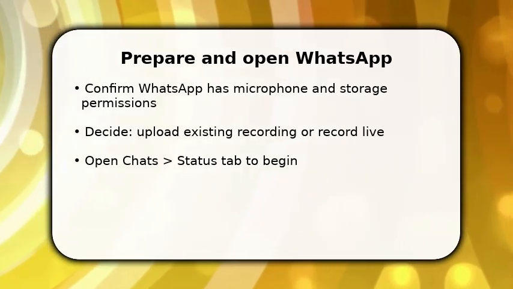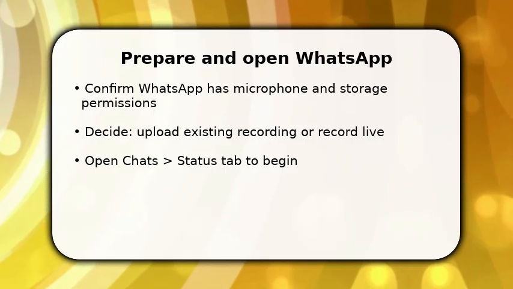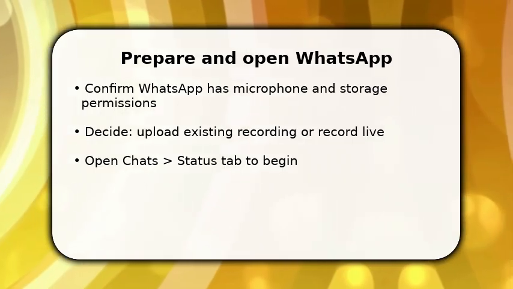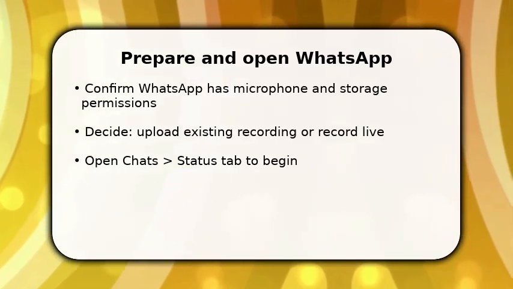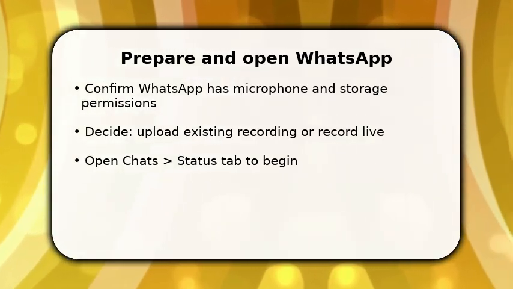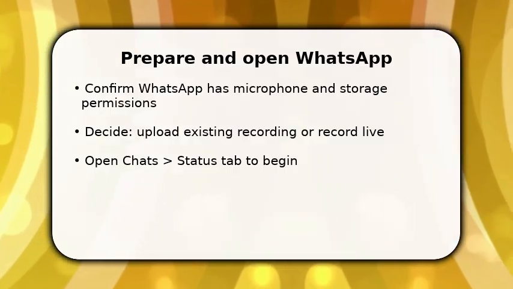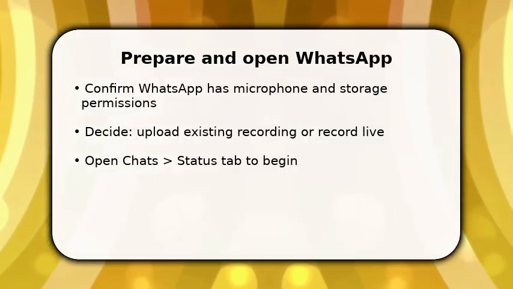Open WhatsApp and tap the Status tab. This begins the process. If you plan to use an existing file, locate it in Files or Voice Memos so it's ready. Now, tap the camera or Add icon to proceed. This moves you to the next step where you attach or record audio.